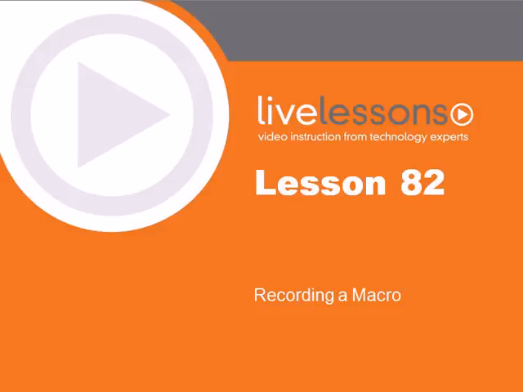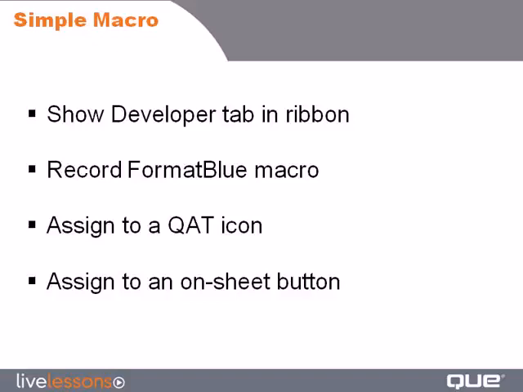Lesson 82, Recording a Macro. In this lesson, we'll get you up to speed in the first steps to be able to record a macro. Now, admittedly, this is a very simple macro where the cell pointer does not move to a new location. In the next lesson, we'll take a look at what to do when you're going to move from one spot to another. We'll assign the macro to a quick access toolbar icon or to an on-sheet button.